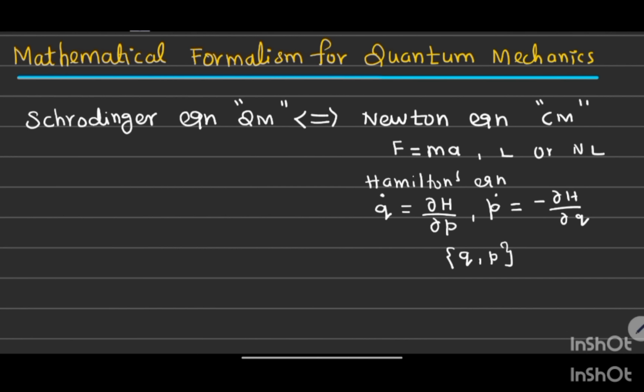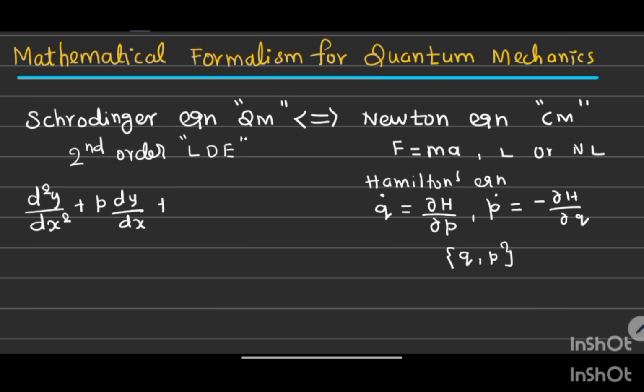And the Schrödinger equation is a second order linear differential equation. Mark this word linear, it has very useful applications. So let me first give an example of the general form of a linear differential equation, which is d squared y by dx squared plus p times dy by dx plus q times y is equal to r. This is the generalized form of a second order linear differential equation with constant coefficients.